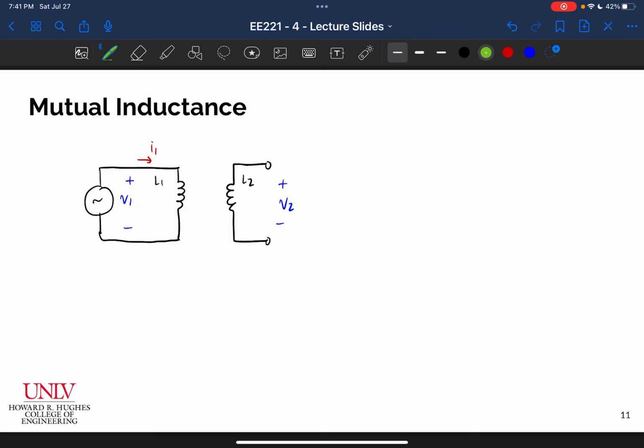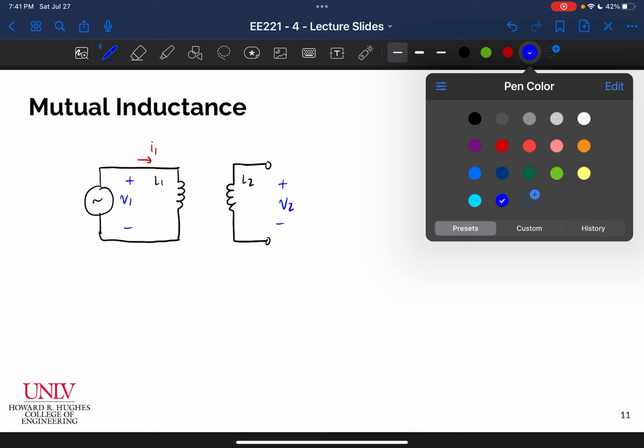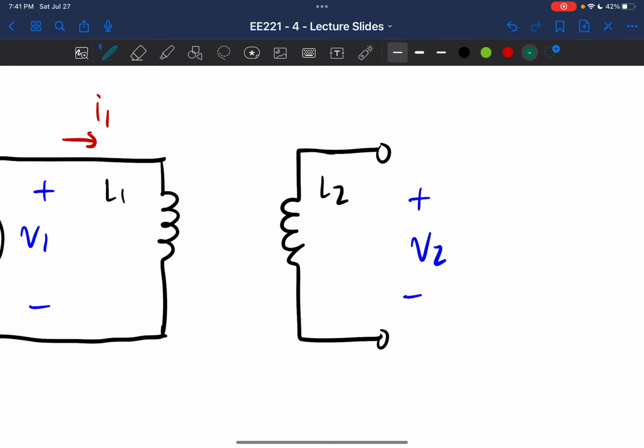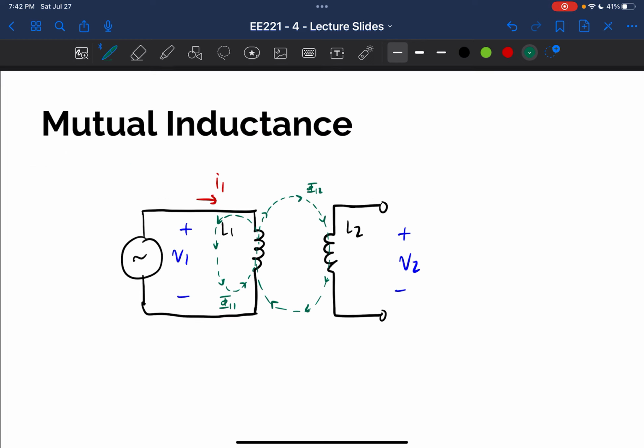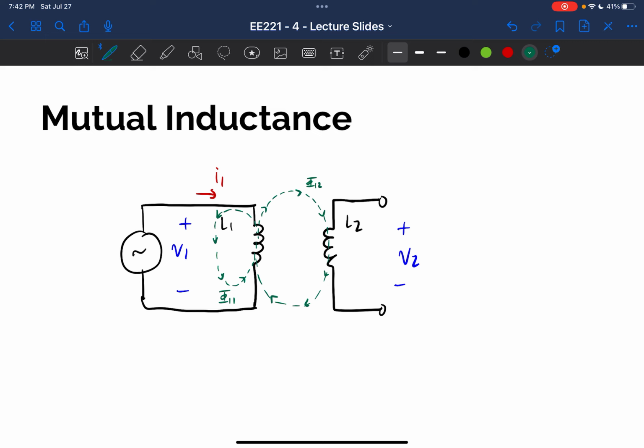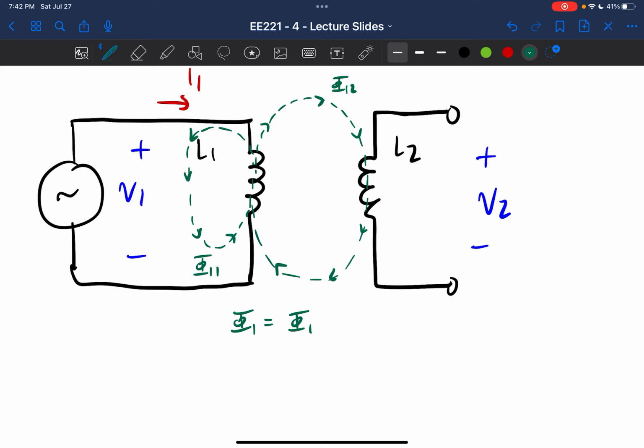Then let's draw some flux lines, using dark green here. We'll draw this one linking these two coils, and then this one just linking back to the first coil. We'll call this one phi 1,1, which is the flux linking the first coil to itself. The second one we'll call phi 1,2, which is the flux linking coil 1 to coil 2. The total flux through L1 is the sum of those two fluxes, so phi 1 equals phi 1,1 plus phi 1,2.